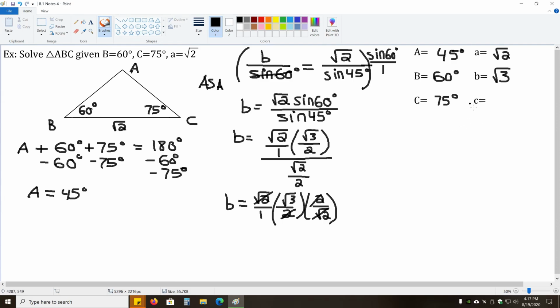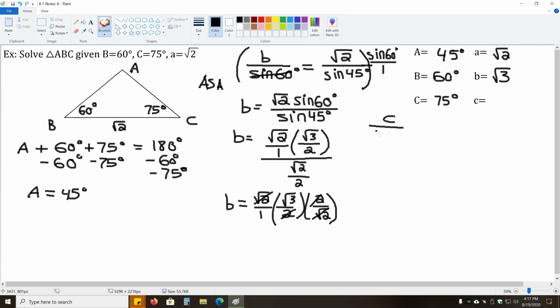Now we want to solve for side C. And we're going to use the law of sines again. It's tempting to want to use something like the Pythagorean theorem, but remember that doesn't work unless you're dealing with a right triangle, which we don't have. So we need to use c over sine of c.